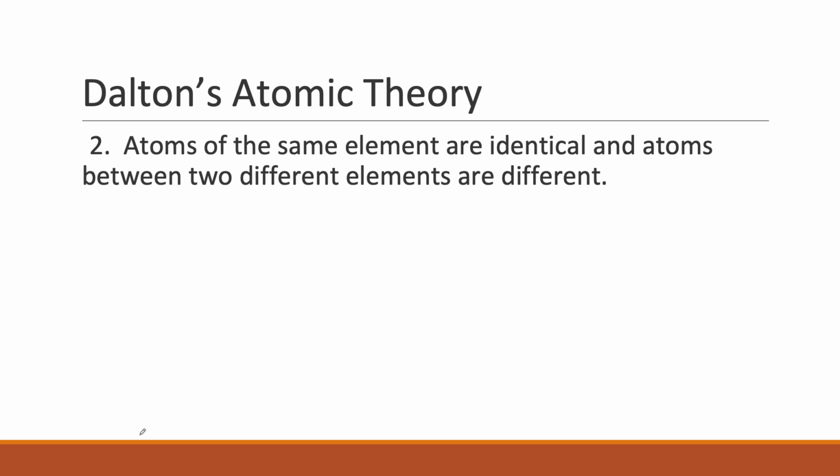Okay, the second statement. Atoms of the same element are identical, and atoms between 2 different elements are different. So what he's saying is that we have carbon and we have oxygen. All the atoms of carbon should be the same. All the atoms of oxygen should be the same, and the difference between the atoms of carbon and oxygen can be determined, can be distinguished.